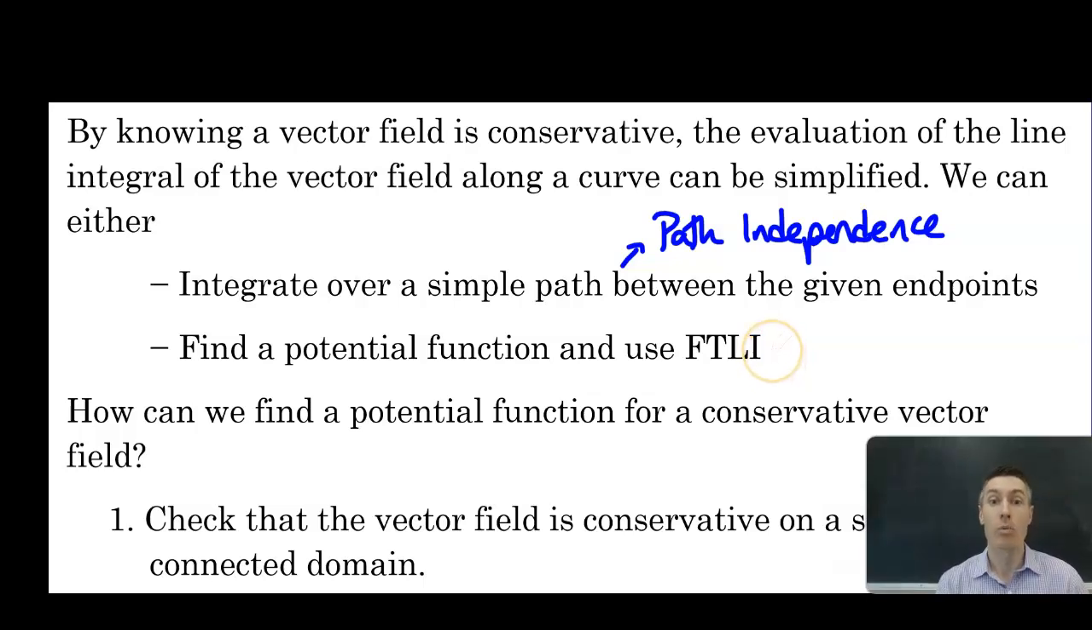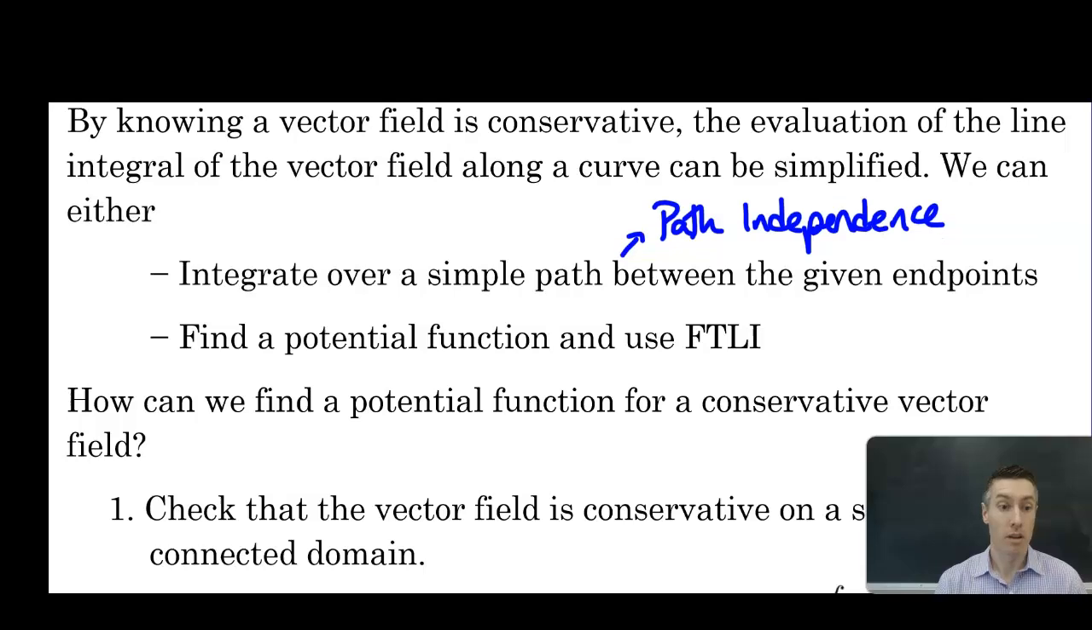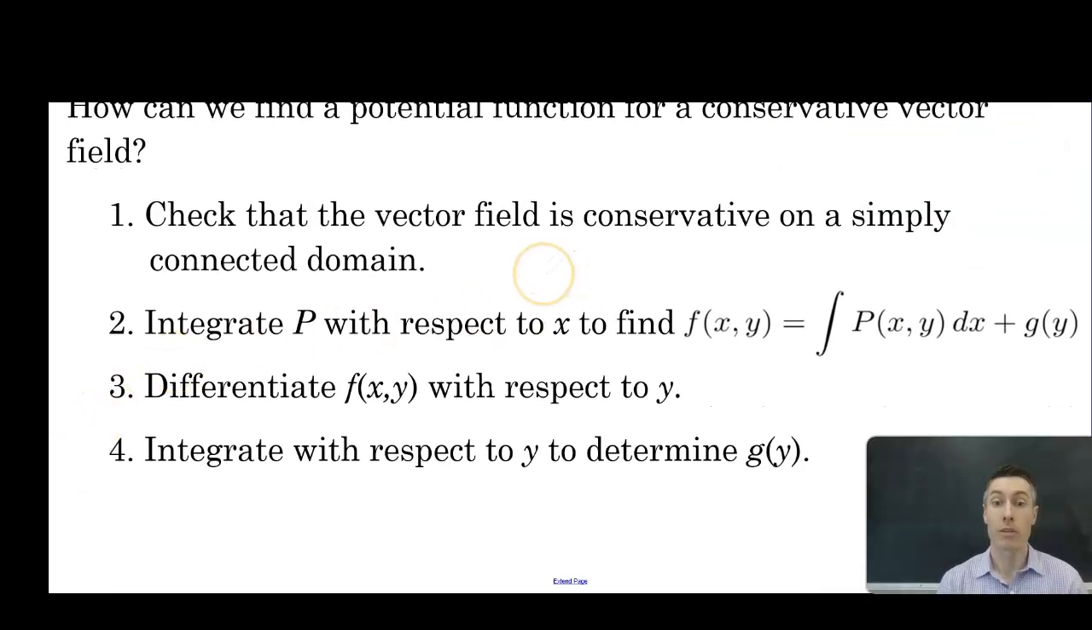So then the next piece is, how do we find that potential function? So first thing, we want to check that the vector field is conservative on a simply connected domain. Maybe they state that for us. Maybe that's something we have to check. Then we're going to integrate P with respect to x to find a possible potential function, but we need to add this function in terms of y because the derivative with respect to x would have been 0. Then once we find this, we're going to differentiate with respect to y, set it equal to Q, and then figure out what g of y is by integrating. Okay, so these are really just some outlines to refer back to.